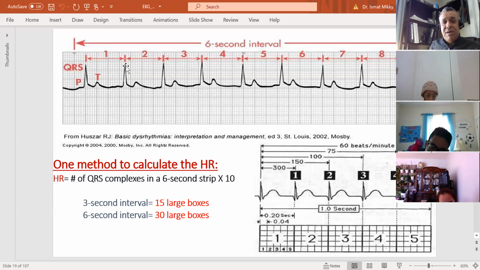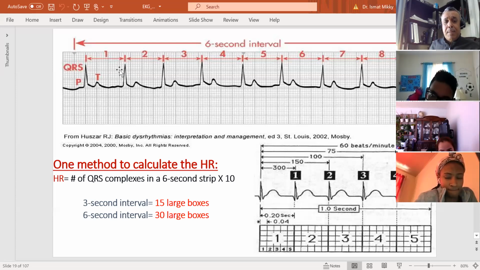See how the patient's heart rate here is 80, because the number of large boxes between R wave to R wave is 3 large boxes and another 2 or 3 small boxes on top of the 3 large boxes. So that's why it's less than 100. Otherwise, it would be 100.